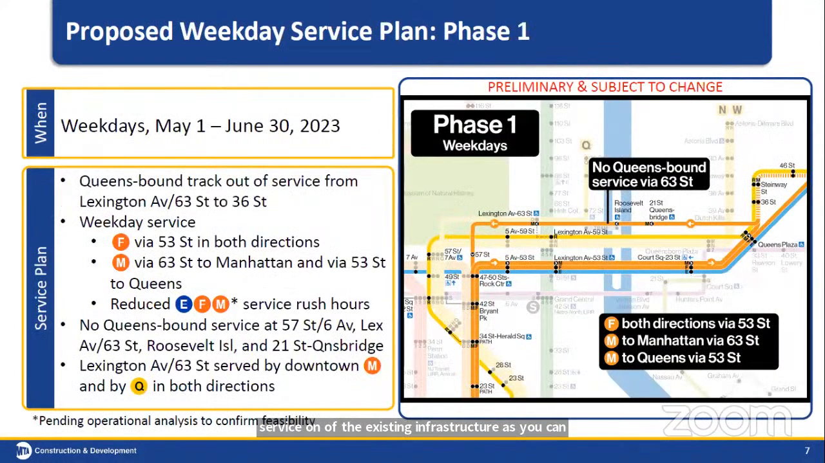So now we're getting into our proposed service plan, where phase 1 is planned to run from May 1st to June 30th. This will close the northbound track, and we will have one-way service. The M train will be rerouted to operate in the Manhattan-bound direction through the 63rd Street Tunnel, and the F will run via the 53rd Street line as the E line on weekdays.